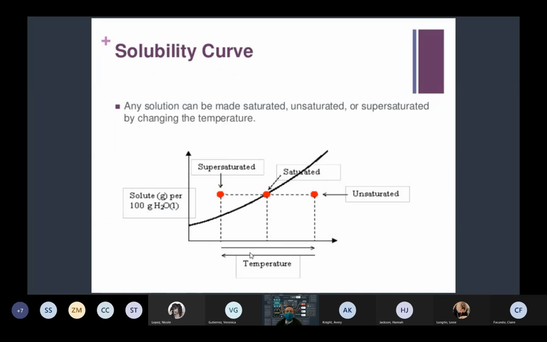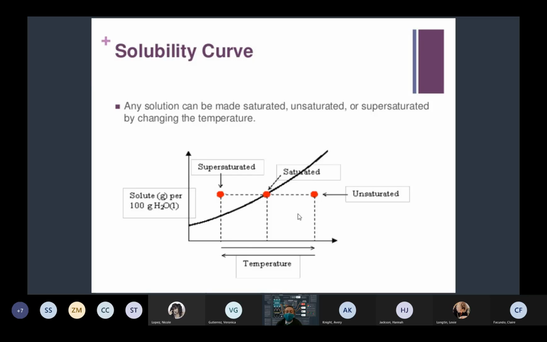Solubility curves are usually given with the x-axis as temperature and the y-axis as solute in grams per 100 grams of solvent. And the curve here, the actual line, tells us the saturation point of our solution at a given temperature. So at lower temperatures, if this is salt water, for example, we can hold less salt. At higher temperatures, we could hold more salt in our water.